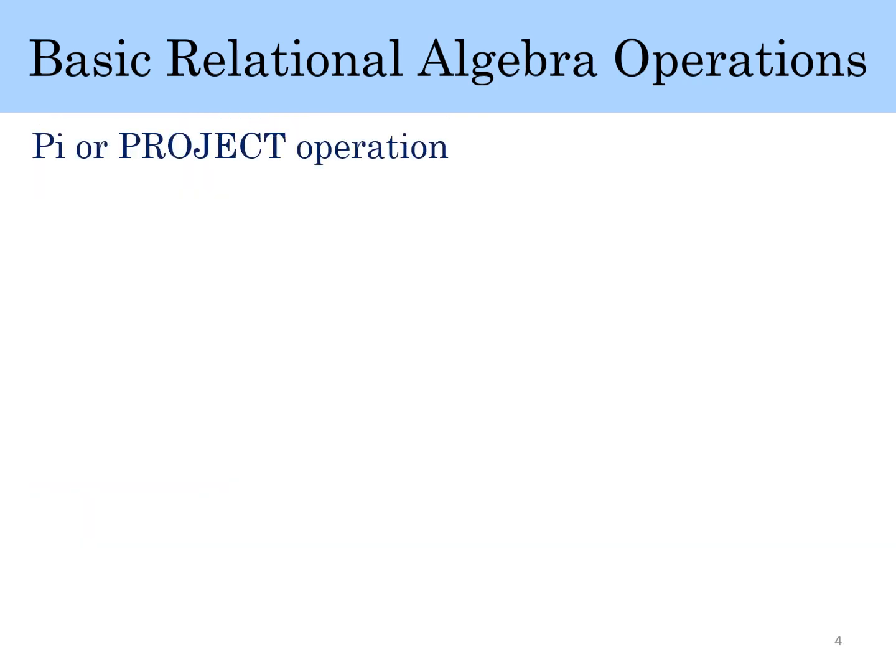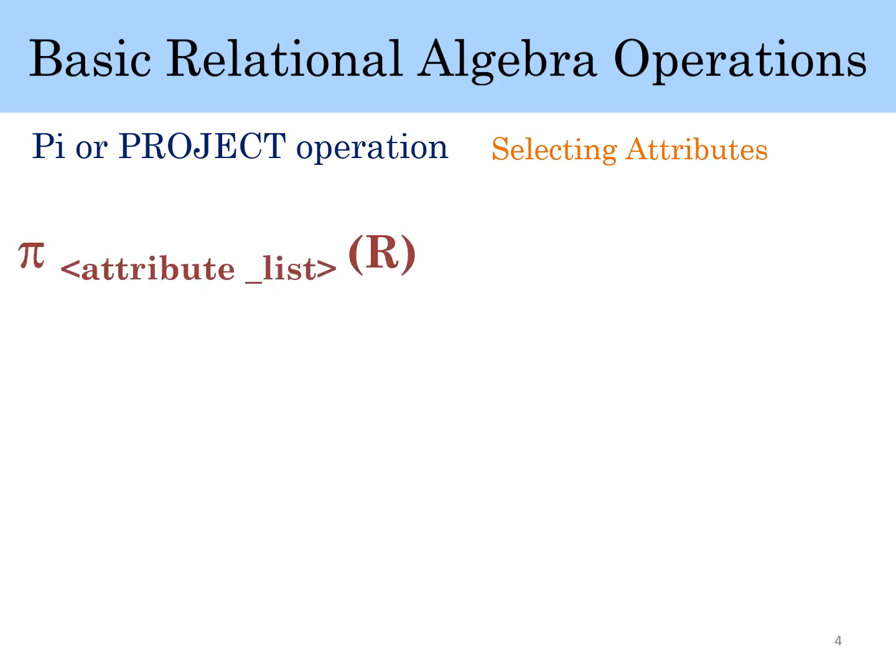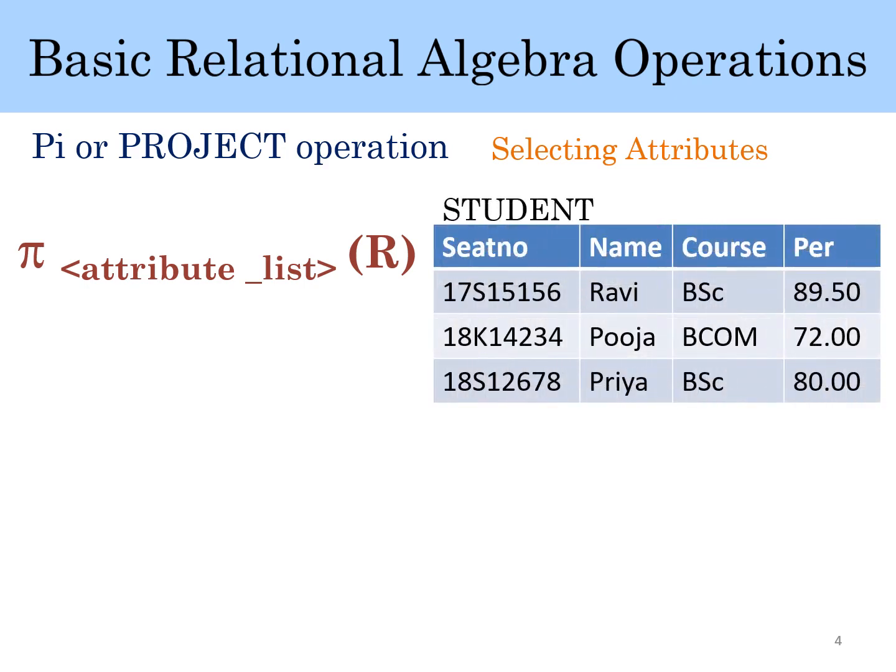Next operation is pi or project operation. This is used to select the attributes. The previous one was used to select the rows based on the condition, but this is simply selecting the attributes. So we don't have any condition here. See the format of it: the notation is pi, and here we have the list of attributes on the relation R. No condition is checked here, only the listed attributes are selected.